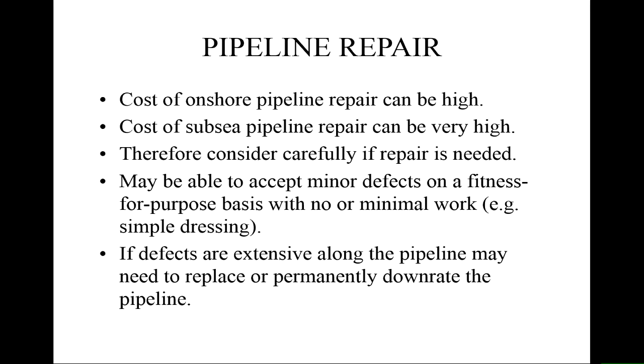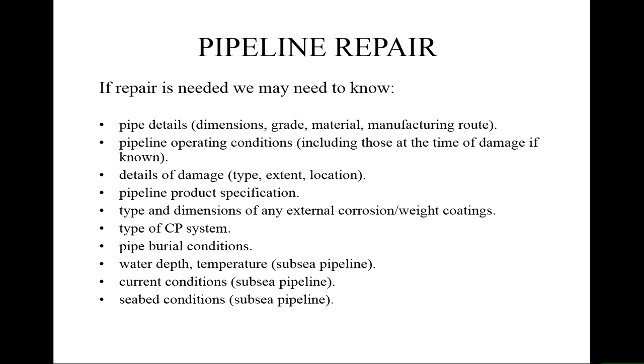But if the defects that we're considering are extensive, the options generally are to replace that section of the pipe, or an easier option is to downrate the pipe. Downrating means that you reduce the maximum operating pressure of the pipe in order to cope with the new conditions in which we're now considering the presence of defects.